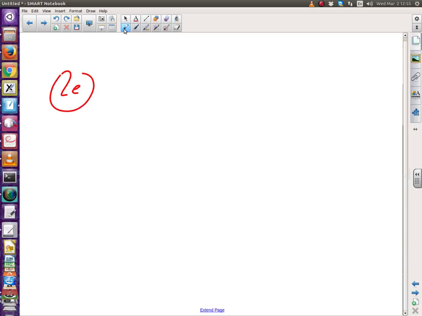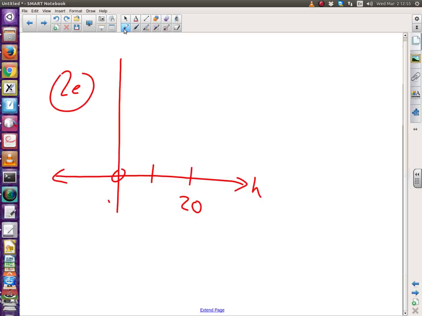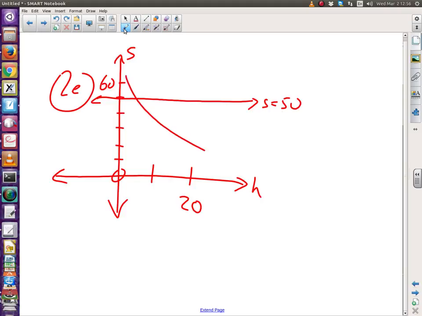2E. All right, so 20 for H, like X on the calculator. 60 for S, like Y in the calculator. You had a horizontal line at S equals 50. And then you had this crazy curve like this. All right, and this was S equals 25 minus 13 ln of H over 12 over ln of 3.